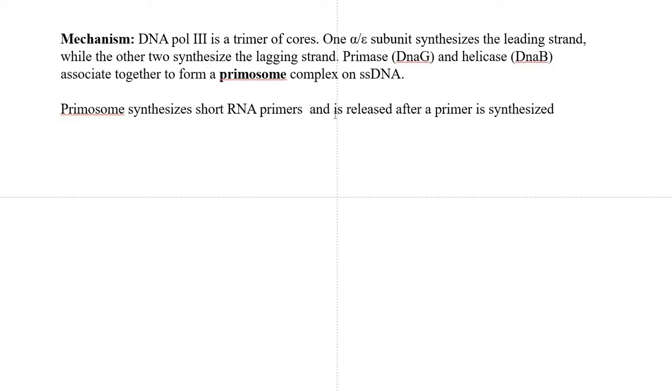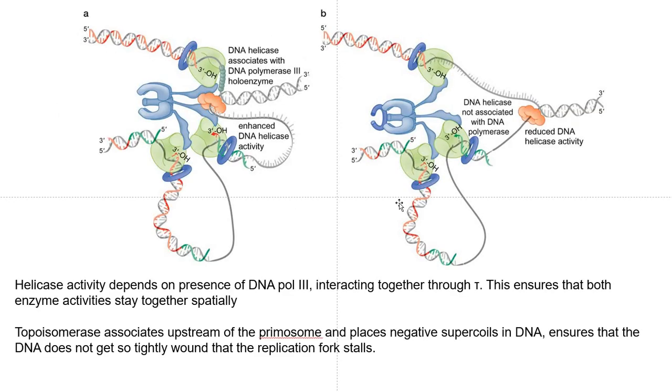Once these RNA primers are formed, the primosome is released, although helicase will stay associated with the polymerase. As I mentioned, the processivity of helicase depends on the presence of DNA pol 3. Here's helicase, this hexamer, this ring-like structure, and if this is associated with the DNA polymerase, this is a processive enzyme.